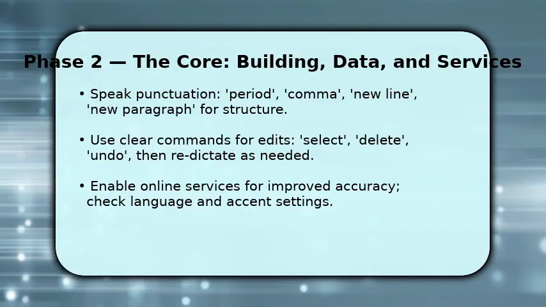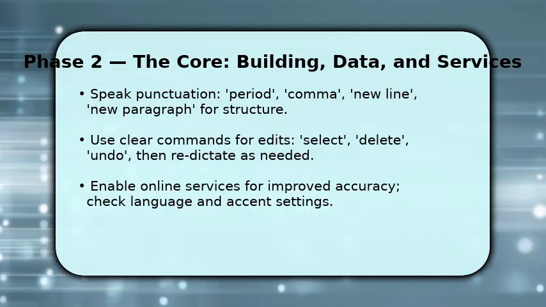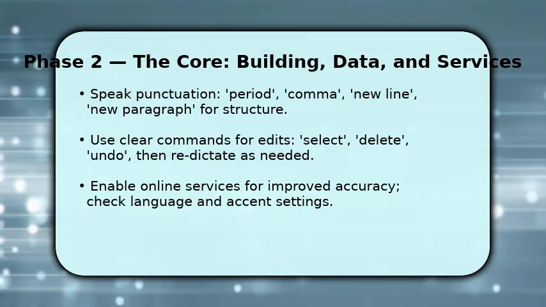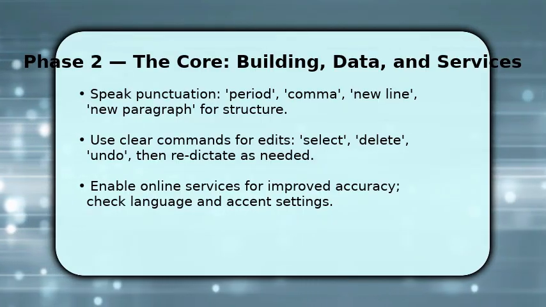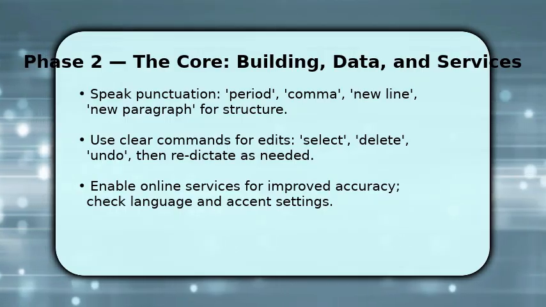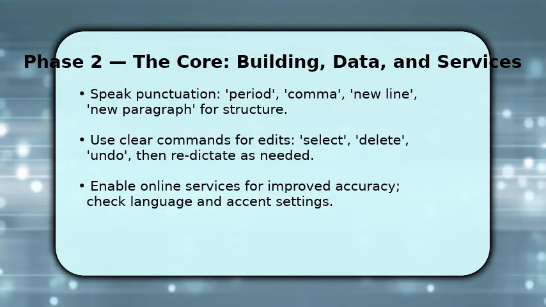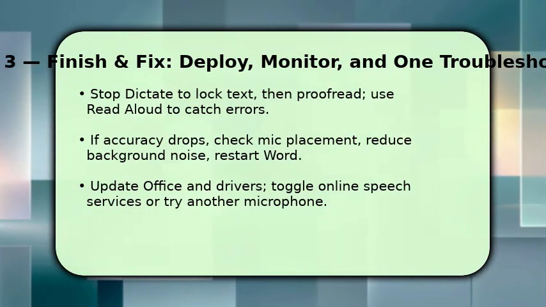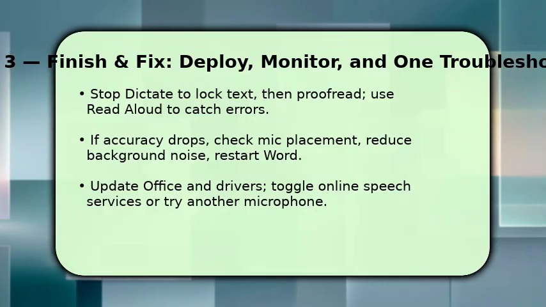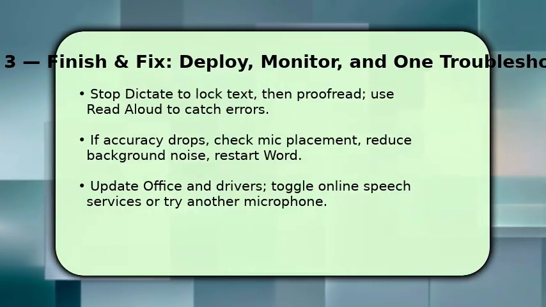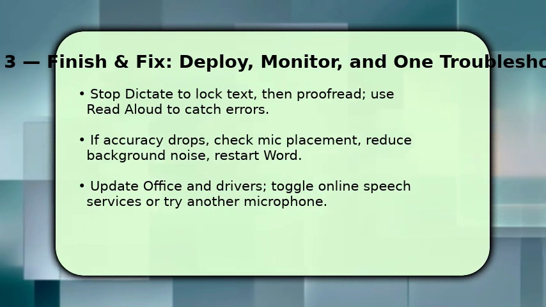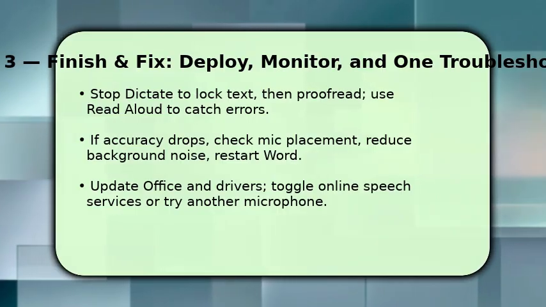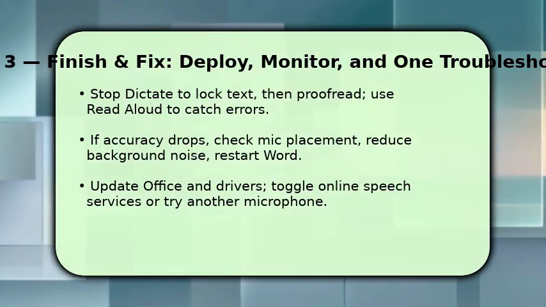These commands speed correction. Make sure online speech services are enabled to boost recognition accuracy, and select the correct language and accent so Word uses the right vocabulary and spelling patterns. To finish, stop Dictate so your text is fixed, then proofread or use Read Aloud to catch mistakes you can correct quickly. If recognition suddenly worsens, check the microphone position, remove background noise, and restart Word. These steps often restore performance.